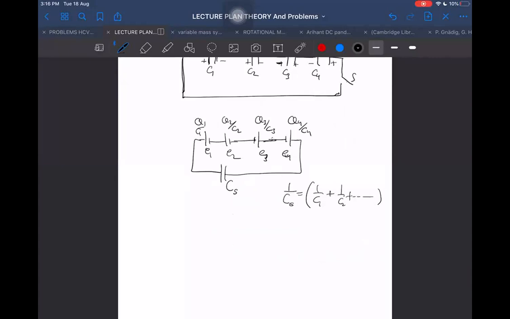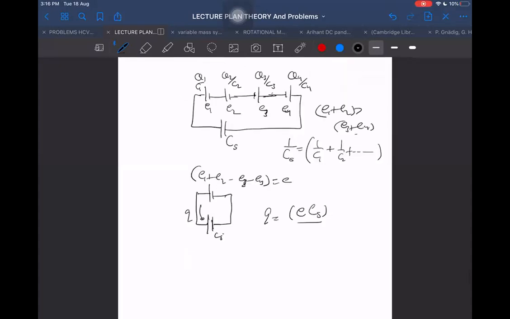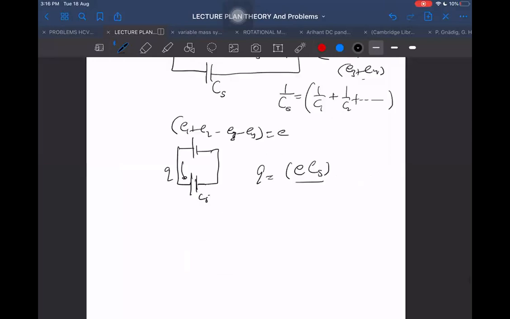I'm assuming E1 plus E2 was greater than E3 plus E4. Then the effective battery will become E1 plus E2 minus E3 minus E4. And this battery is going to charge the effective series capacitance. Then what charge will it supply to it? Charge supplied will become effective EMF E into CS, right? So far it is okay.